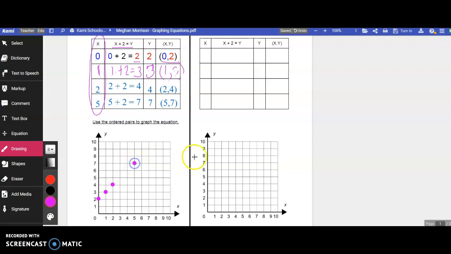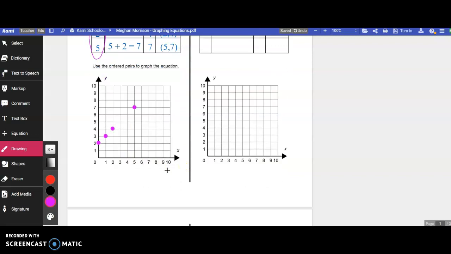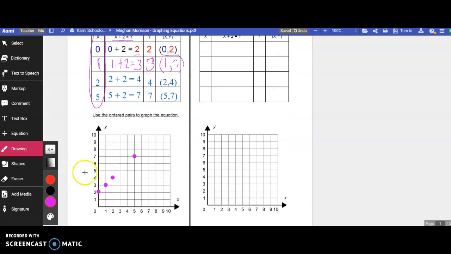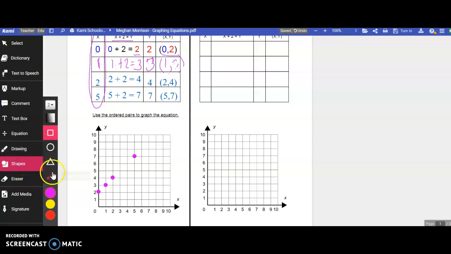Notice it still follows a straight line. All of the ones you'll see are going to make straight lines. And then we are going to want to connect them with a line, which I believe we can do right here. So just ching, ching, ching, ching. Look at that, nice and straight.